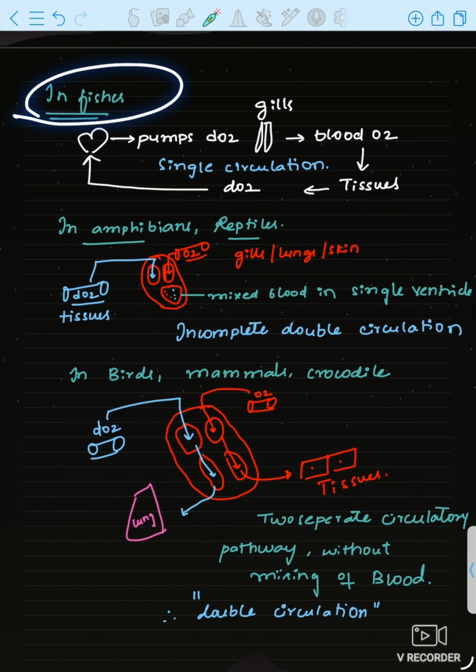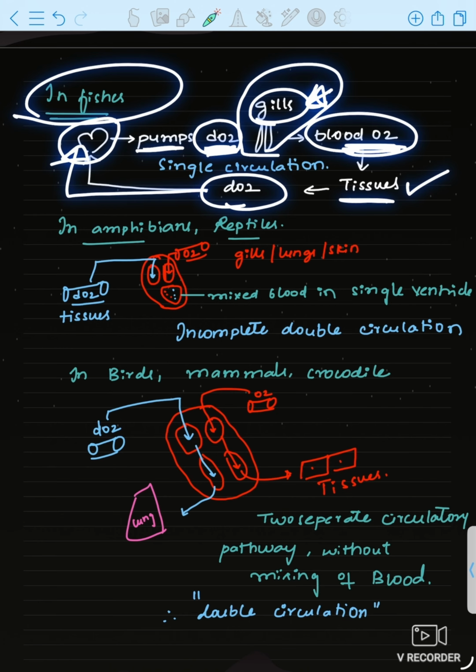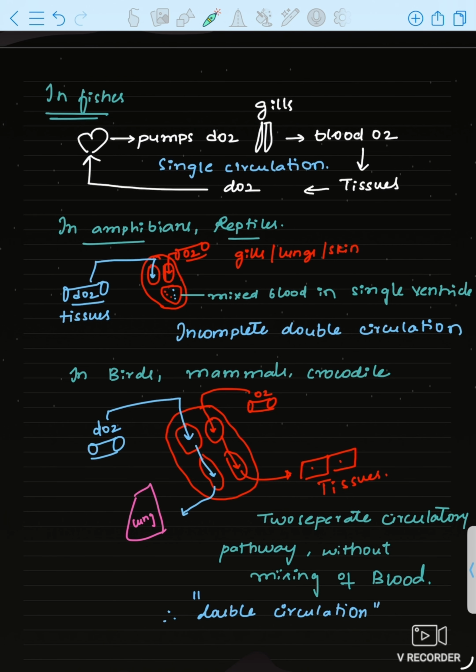In fishes, what happens: the heart will pump deoxygenated blood. The gill is a respiratory organ, we discussed it in respiration. Deoxygenated blood will become oxygenated blood by going near the gills, and oxygenated blood will be supplied to tissues, where it becomes deoxygenated and goes back to the heart. It is a single circulation in fishes.